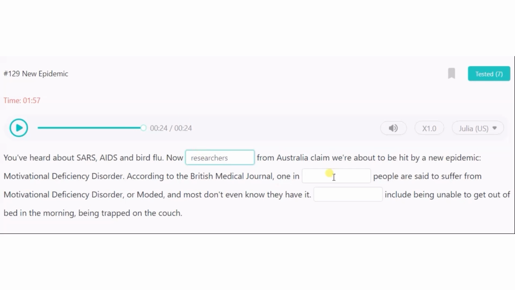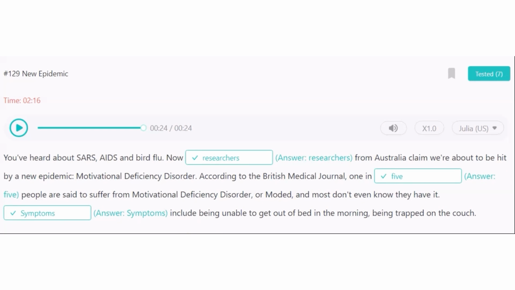So here I am typing in the response I took down on my jotter, and you can see here there's a full stop after it. So it means that whatever is going to start up in that blank should begin with a capital letter. Okay, so that's my answer. If I click on the answer now, you're going to see it. I have researchers here, right spelling. I've got 5 here, and I've got symptoms.